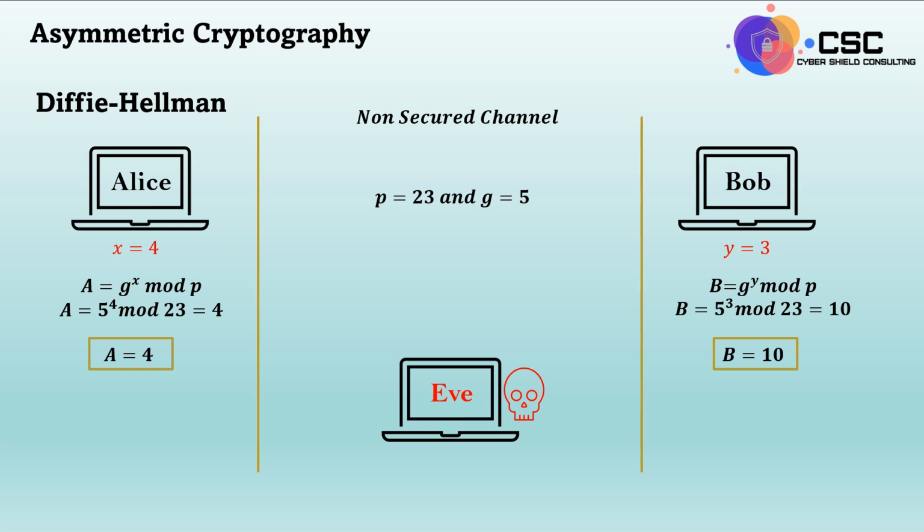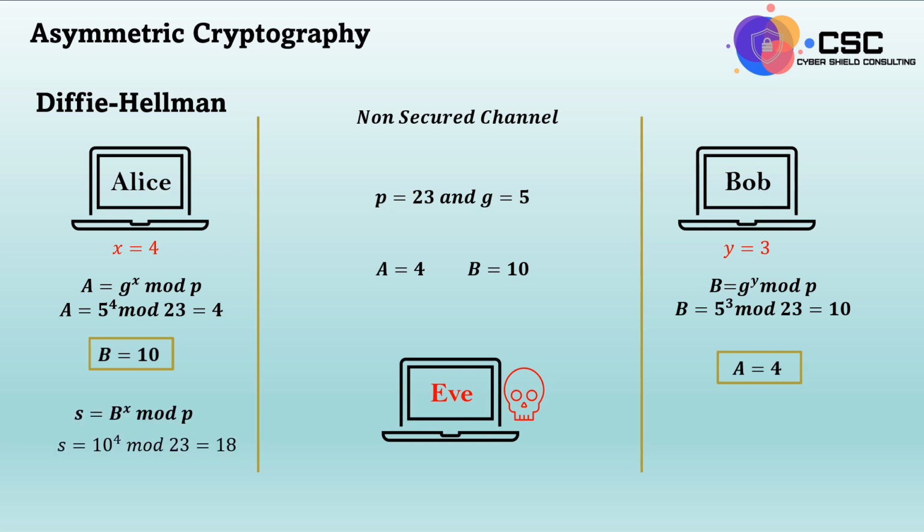Now Alice sends A to Bob over the insecure channel, and Bob sends B to Alice over the same insecure channel. At this point, an attacker Eve can see the exchanged values A and B, but also does not know the private keys x or y, because x is only known to Alice and y is only known to Bob. Now Alice and Bob compute the shared secret key using the received public key. Thus both Alice and Bob have derived the same shared secret key, which is in this case 18.